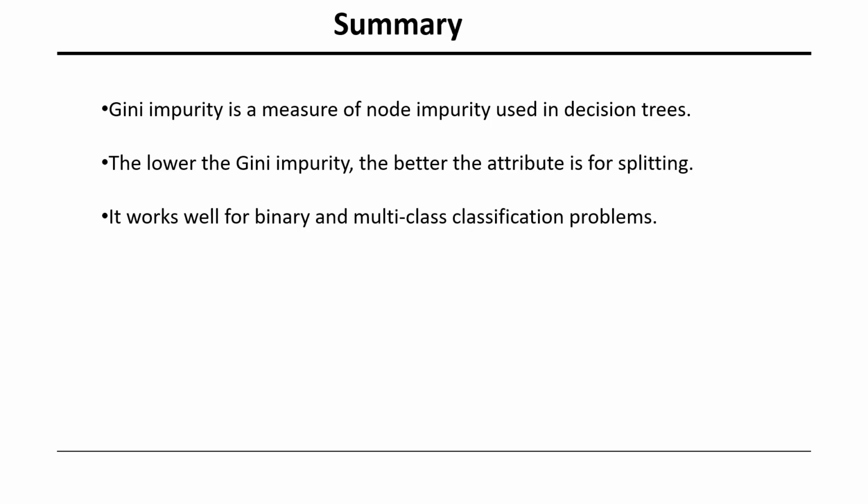So what is the impact of Gini impurity calculation? It is mainly used to measure the node impurity in the decision tree. The lower the Gini impurity, the better the attribute is for splitting. It works for both binary and multi-class classification problems. So this is how we apply the Gini impurity values for the attributes to make perfect predictions and decide whether to go for a further decision. So this is about decision trees. Thank you.